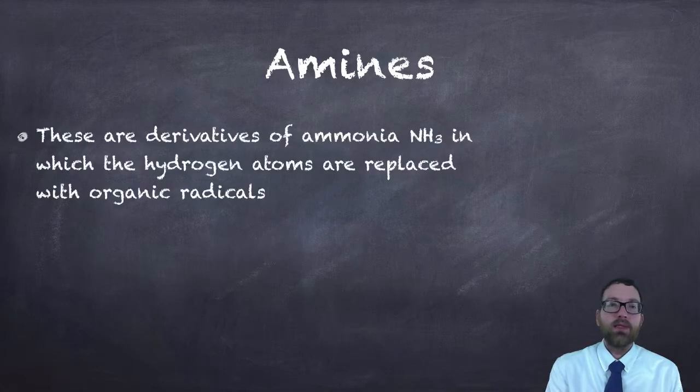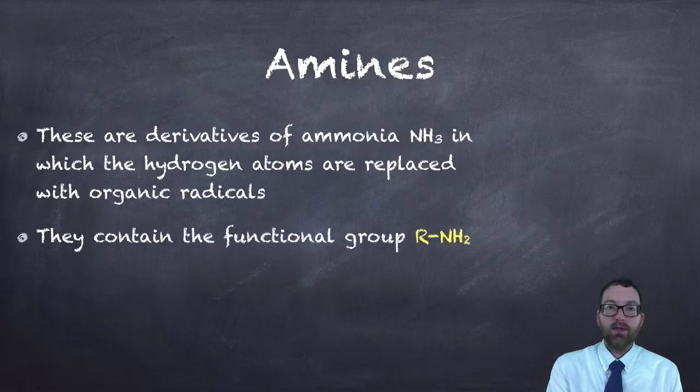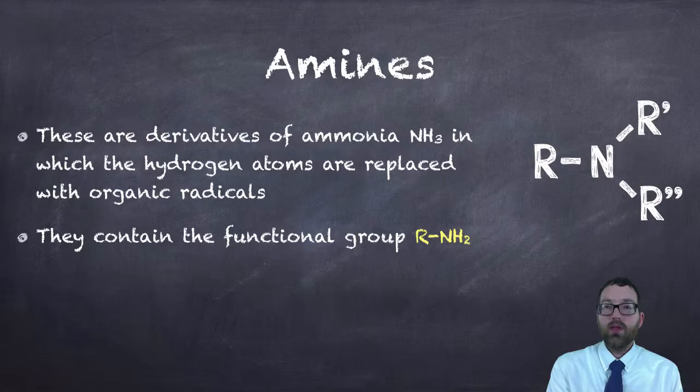Okay, next we have amines. These are derivatives of ammonia, which is NH3, in which the hydrogen atoms are replaced with organic radicals. So they contain the functional group R single bond NH2. So it would look like this. I have a hydrocarbon chain going to the left, single bond N, and then single bond R prime, or this R double prime here. They can be hydrocarbons going in every which direction, or of course they could also be hydrogen atoms as well.